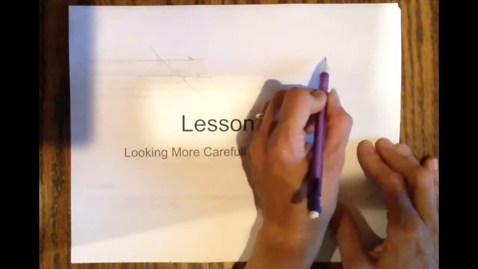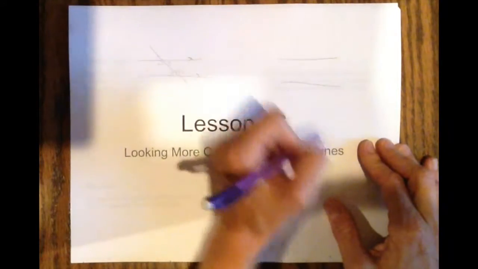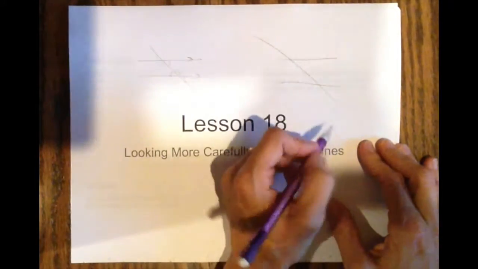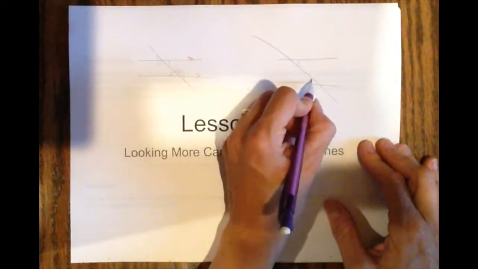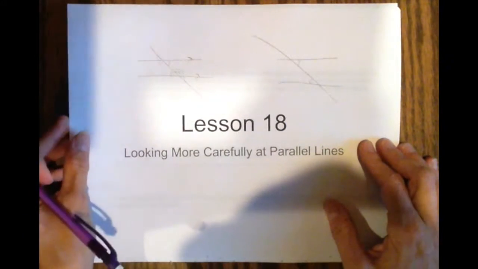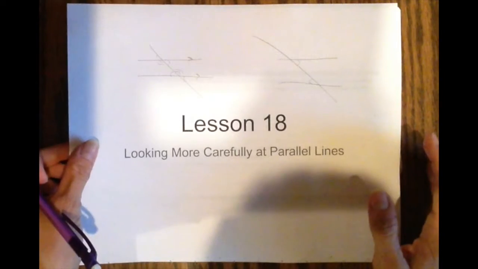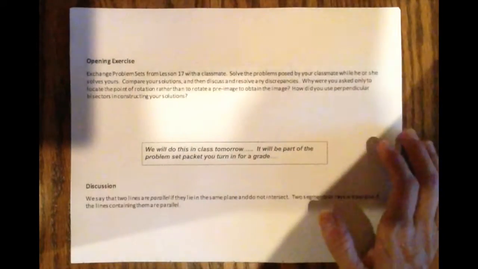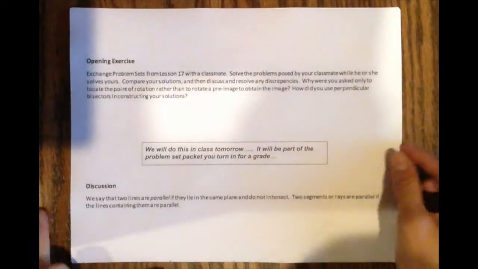Then we spent a lot of time talking about if you have two lines with a transversal, if the angles are congruent, then the lines are parallel. We're going to get a little bit deeper into that today and discuss it further. So first of all, opening exercise.